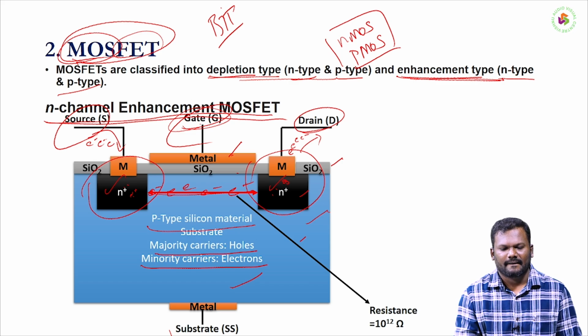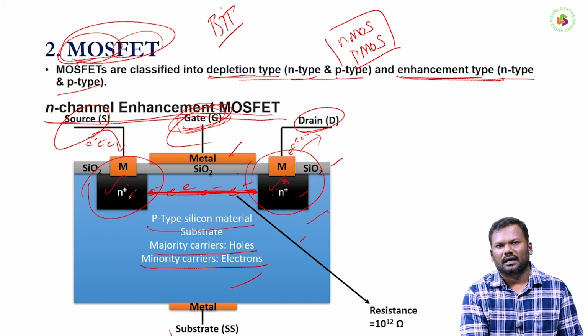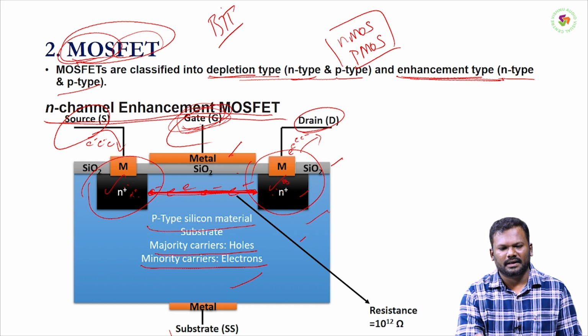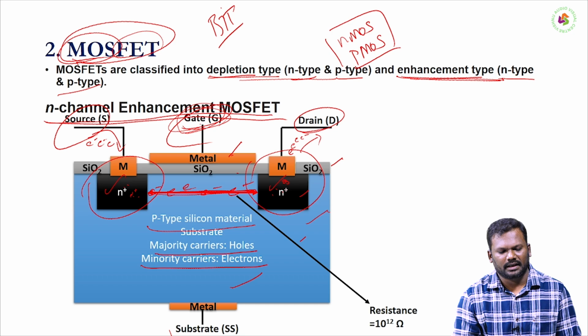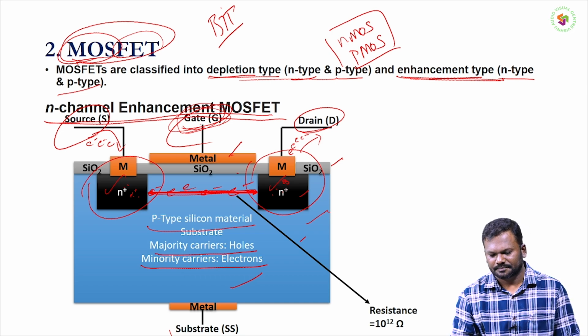Imagine that you have not applied any voltage to any terminal, and there is a huge resistance between the source region and the drain region. Once again, without applying any voltage to any terminal, particularly the gate terminal, there is no connection between the source and drain terminals. In other words, there is a huge resistance between the source region and the drain region, a resistance of 10 to the power of 12 ohms.